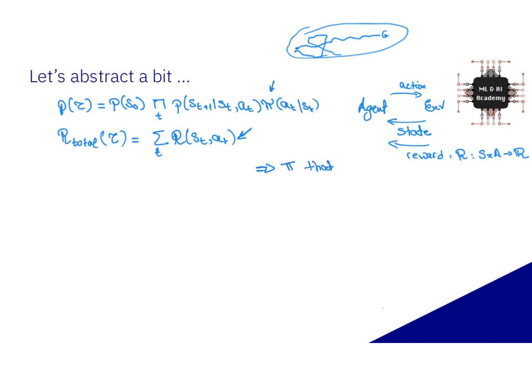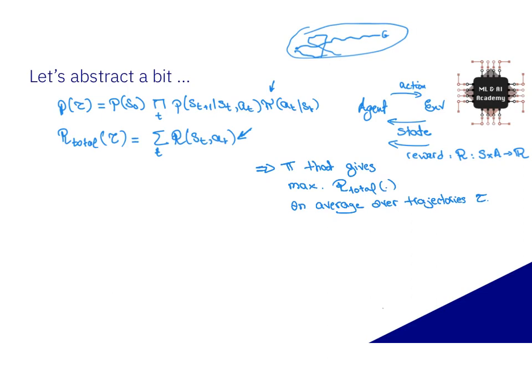that gives maximum R total on average over trajectories tau. So this is an intuitive explanation: we want a policy pi that gives me the maximum reward on average over trajectories tau.